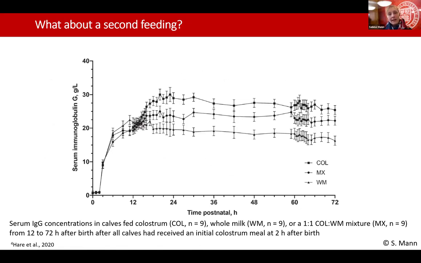This is some data from Mike Steele's group out of Guelph, and they could show here that when they are mimicking transition milk in a 50-50 mix, denoted here with MX, or if they're feeding straight colostrum for a second feeding, at 12 hours after having fed one feeding of colostrum already, they could see this nice increase in IgG concentration in the group that was either fed a mix of colostrum and milk or actually a second feeding of straight colostrum. And so this is to show that if you have time and if you have the ability and you have the material in your herd that allows for a second feeding or even subsequent feedings of colostrum or transition milk, you will get this benefit of bumping up the IgG concentration in the calf even more.